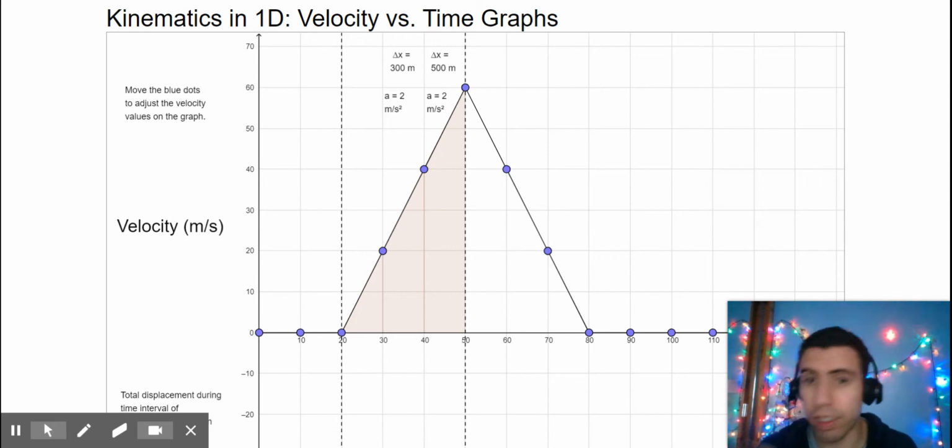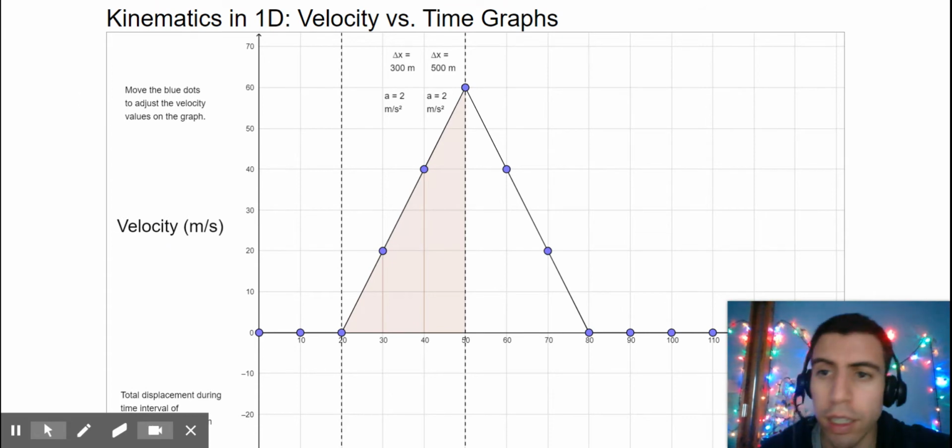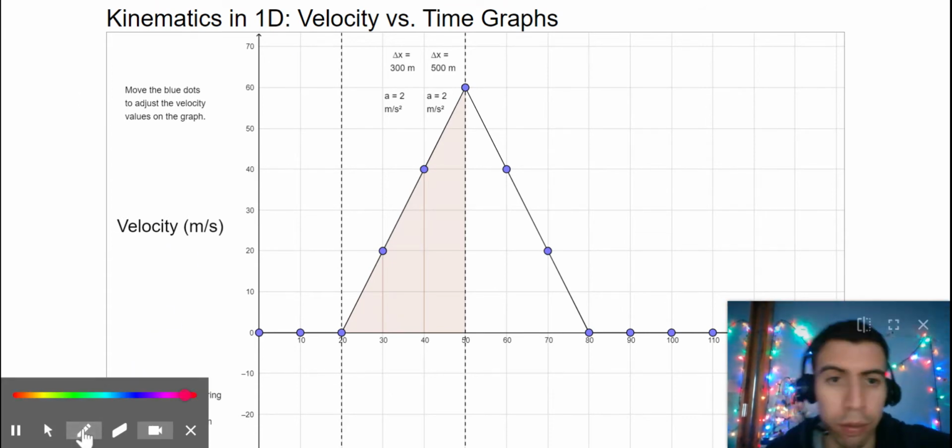Hello everyone, this is Mr. Ponce, and we're going to go ahead and get back into kinematics again. Today, we are actually focusing on the final part of kinematics, which is acceleration.